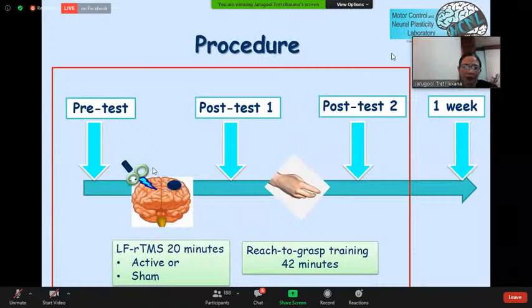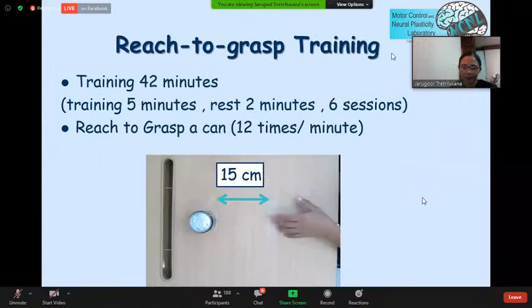So they get a TMS, whether it's real or sham, okay? And then we test, post-test, followed by reaching grasping training for 40 minutes. And we did post-test and 1 week follow-up. And this is the way we train. We do reaching and grasping training in a scheduled practice, okay? Train 5, rest 2 for 6 sessions. So a total of 42 minutes.